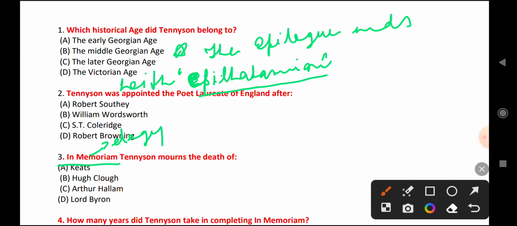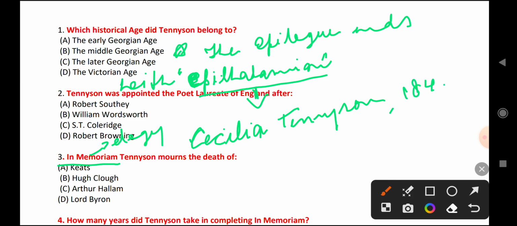There is a marriage song where his sister, who was earlier engaged to Arthur Henry Hallam, finally gets married to an academic whose name was Edmund Law Lushington in 1842. So it ends with an epithalamion that celebrates the marriage of Tennyson's sister, whose name was Cecilia Tennyson, in 1842 with an academic whose name was Edmund Law Lushington.